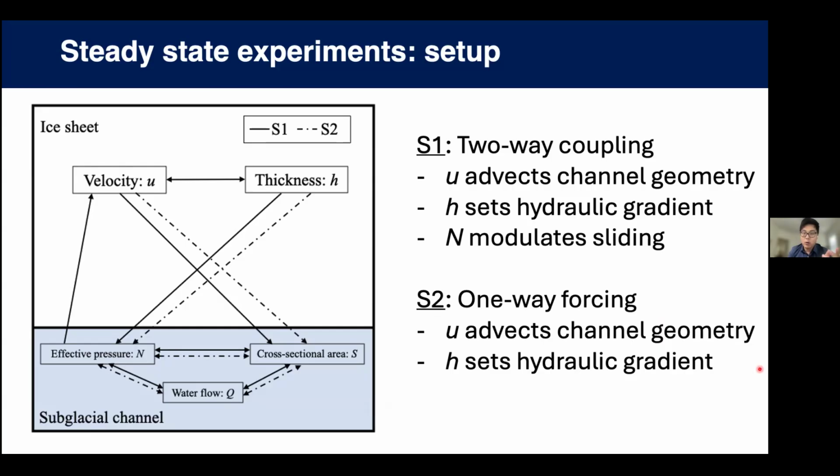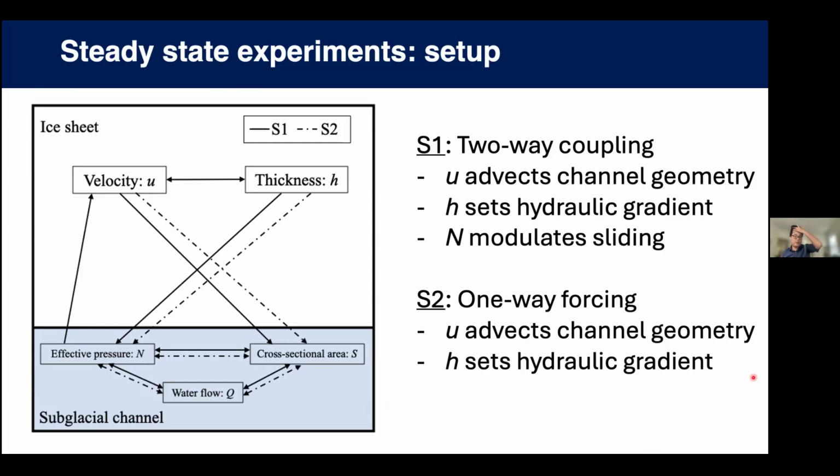S1 looks at our bidirectional coupled model in the steady state, with the ice geometry influencing the effective pressure, the ice flow advecting the entire drainage system, and then the water pressure modulating the sliding. S2, on the other hand, is just the hydrology part, and it imposes a preset ice thickness and velocity on a subglacial hydrology, and it doesn't let the water feed back. And these two steady state experiments are really to help me illustrate how the geometry of the ice controls the subglacial hydrology environment. And for ease in interpreting these results, these experiments are all done on a flatbed.